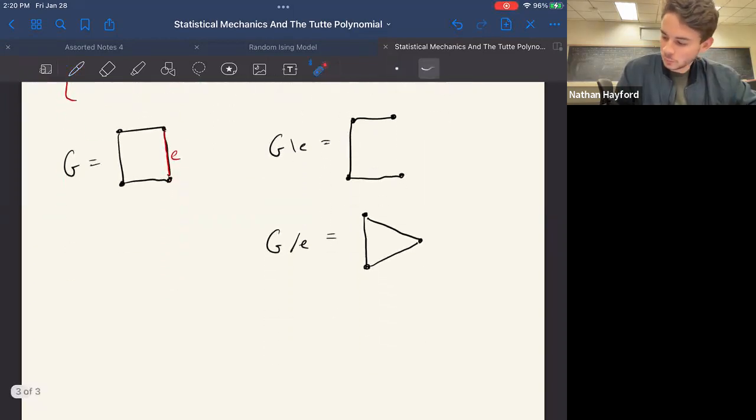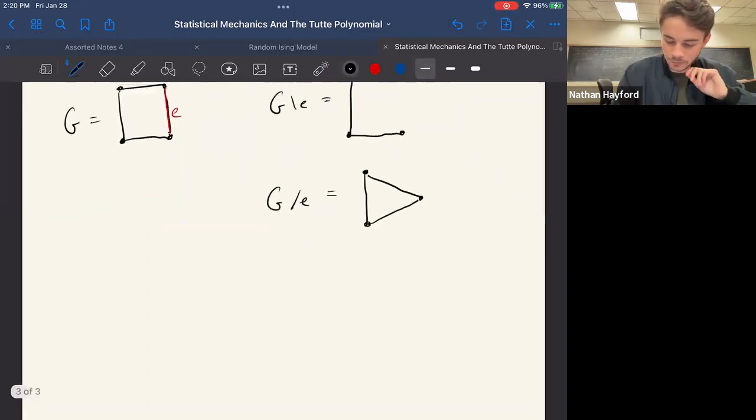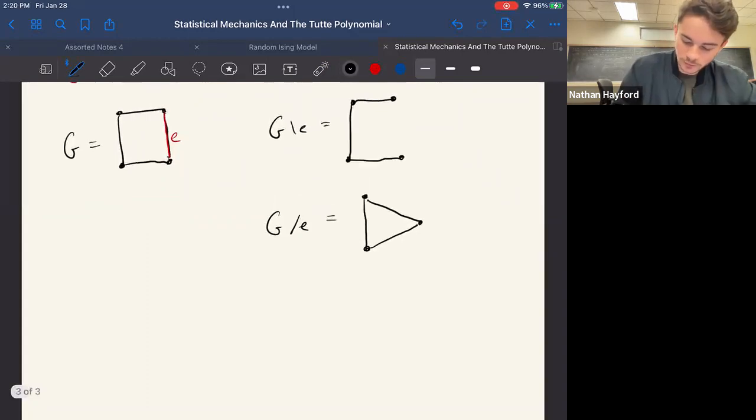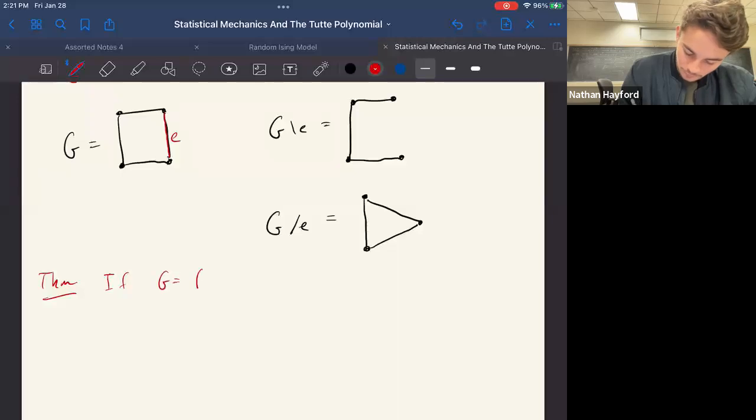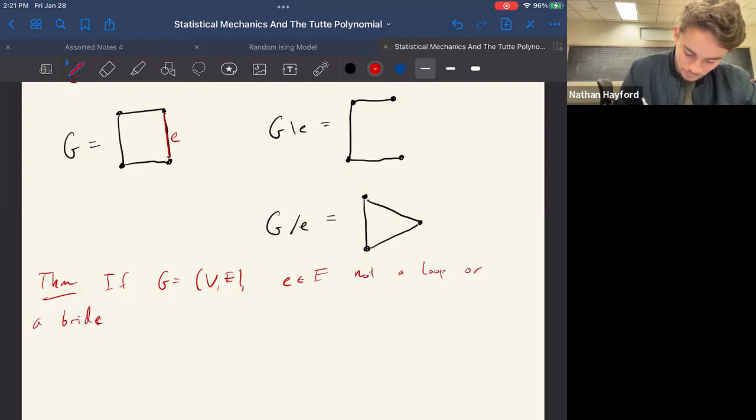So why are these two operations important? Well, it turns out that the Tutte polynomial behaves very nicely under contractions and deletions. So here's a nice theorem, which we'll prove if people want to see it, but if they don't want to see it, then I won't prove it. It's sort of a long proof. So if G is a graph with vertices and edges, and E is in the edge set, is not a loop or a bridge.